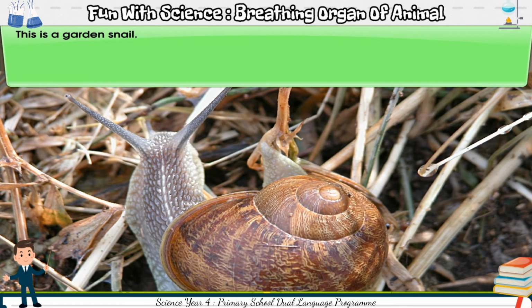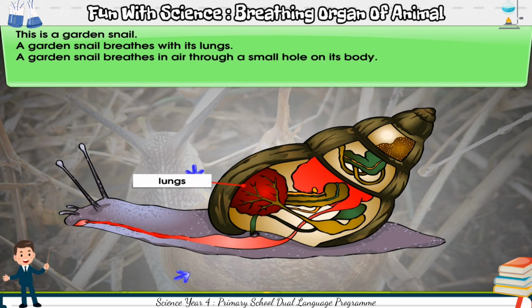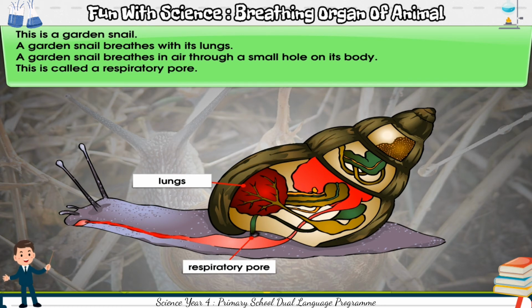This is a garden snail. A garden snail breathes with its lungs. A garden snail breathes in air through a small hole on its body. This is called a respiratory pore. The lungs are connected to this respiratory pore.